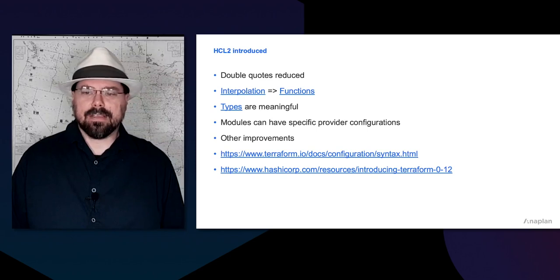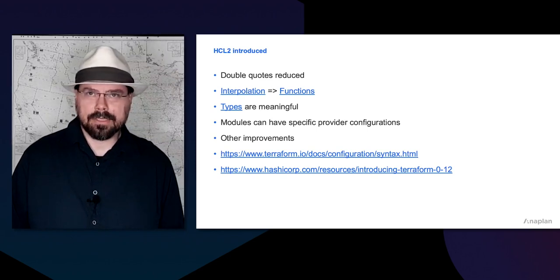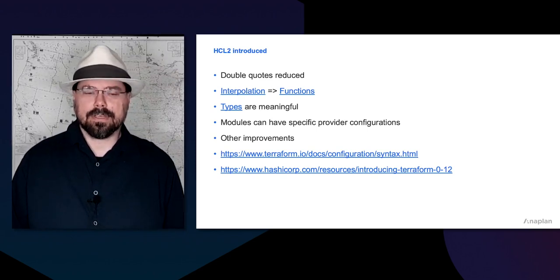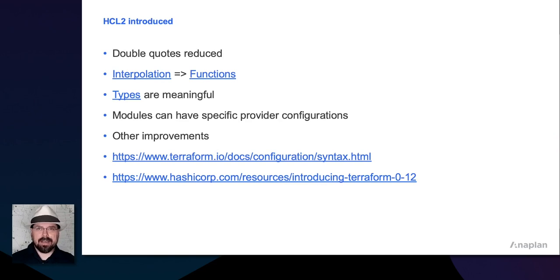Types are actually meaningful. So when we said things like booleans or numbers or strings, they actually return as that actual type now in Terraform 12 and beyond. As opposed to in Terraform 11, it was questionable whether or not you got a real numeric. In fact, most times you would get a string as a return.